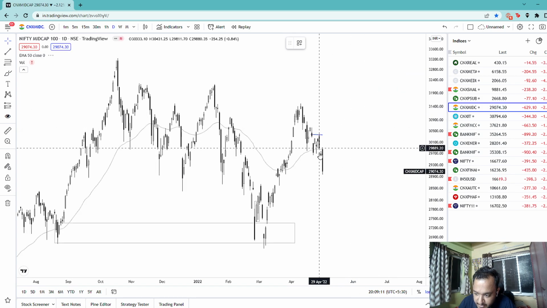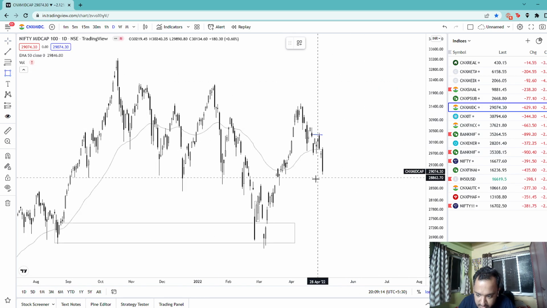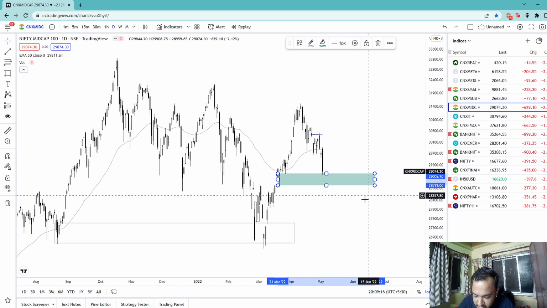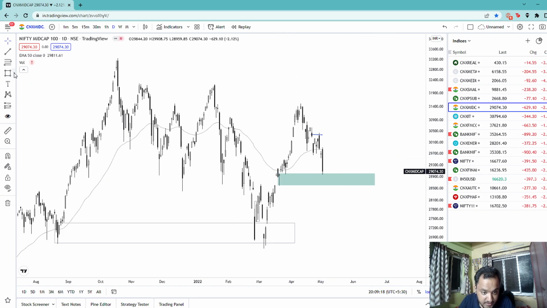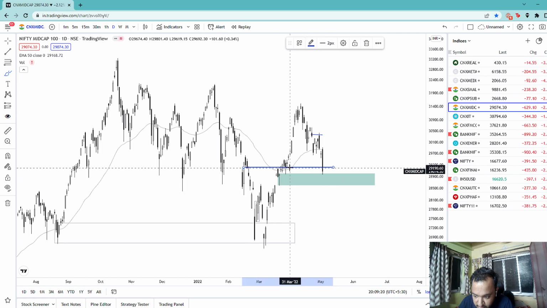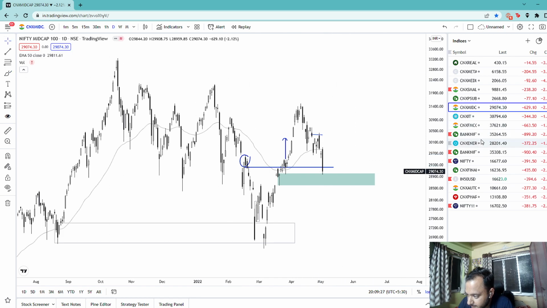All right, Nifty Midcap also today is breaking down into this demand, which is a very, very strong demand, because this demand actually led to the breaking of this supply. All right, so very, very strong demand. Let's see how it reacts tomorrow.